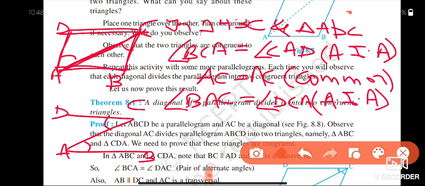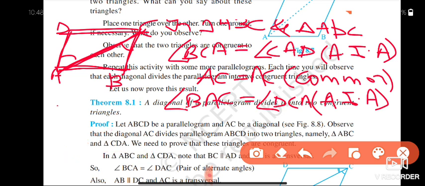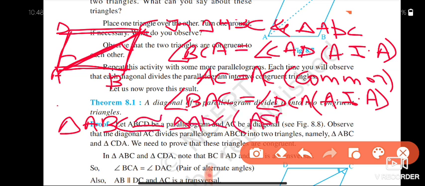Now if these are alternate interior angles, which criteria do you have to see? First is an angle, second is a side, and third is again an angle. So the criteria is angle, side, angle. Here triangle ABC is congruent to triangle ADC by which criteria? By the angle, side, angle criteria, this triangle is congruent.